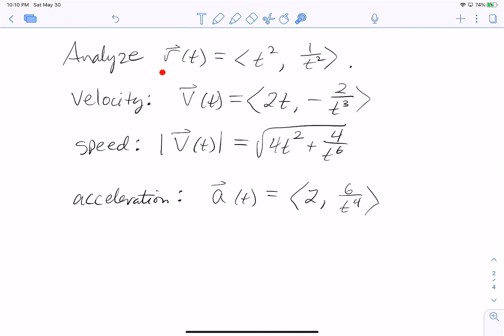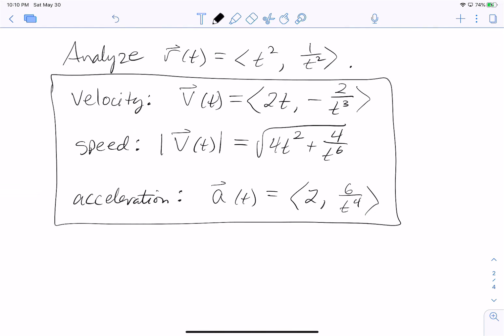Since the components of our position function were power functions, we're going to differentiate using the power rule to get velocity and acceleration. Our original function was ⟨t squared, 1 over t squared⟩. The derivatives of those components are going to be 2t and negative 2 over t cubed. That's our velocity vector. Our acceleration vector is going to be the second derivative, ⟨2, 6 over t to the fourth⟩. Speed is the magnitude of the velocity vector, and so we have the square root of 4t squared plus 4 over t to the sixth. That's the first set of stuff that we were asked for in this exercise.